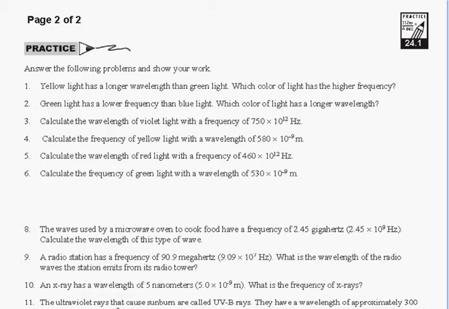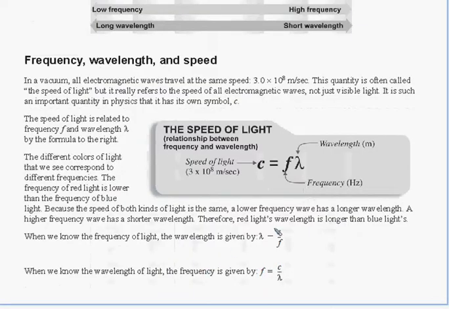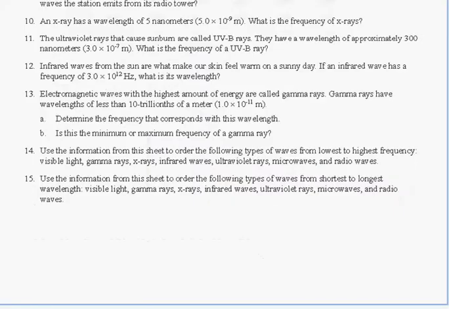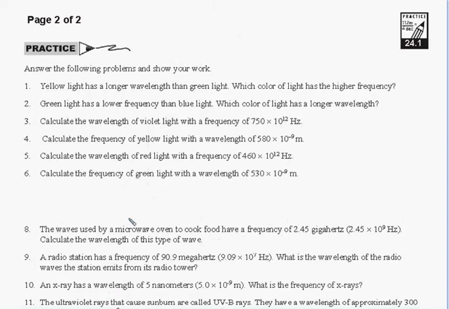Okay, so I'm going to focus on number 3 right here for the time being. All right, it says to calculate the wavelength of a violet light with a frequency of 750 times 10 to the 12 hertz. All right, so what I'm going to do is say, hey, I need to find the wavelength. So I'm going to go back to the previous page and find the equation that I need. And for wavelength, it's the speed of light divided by the frequency. All right, so I'm going to use that.